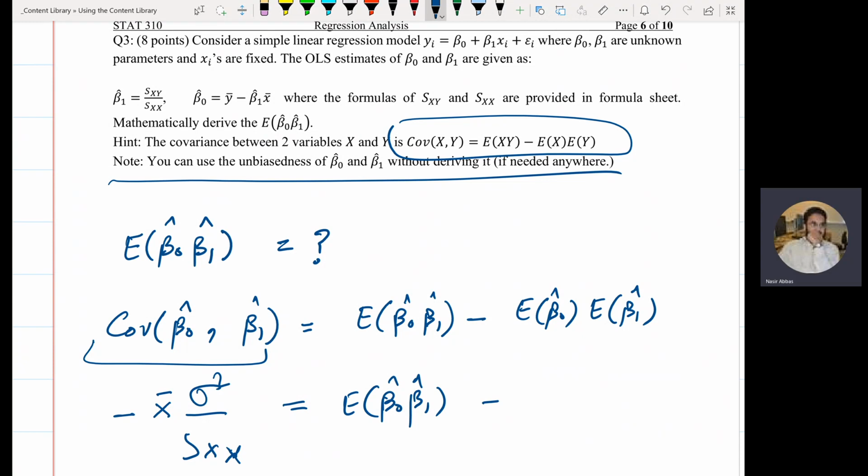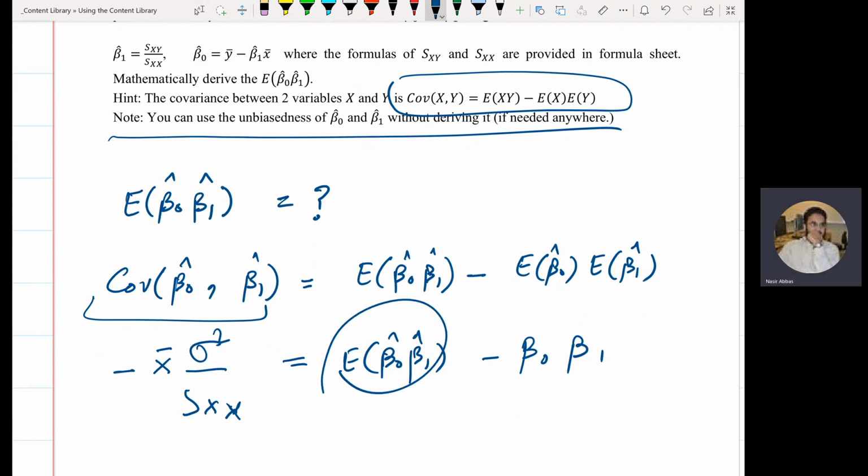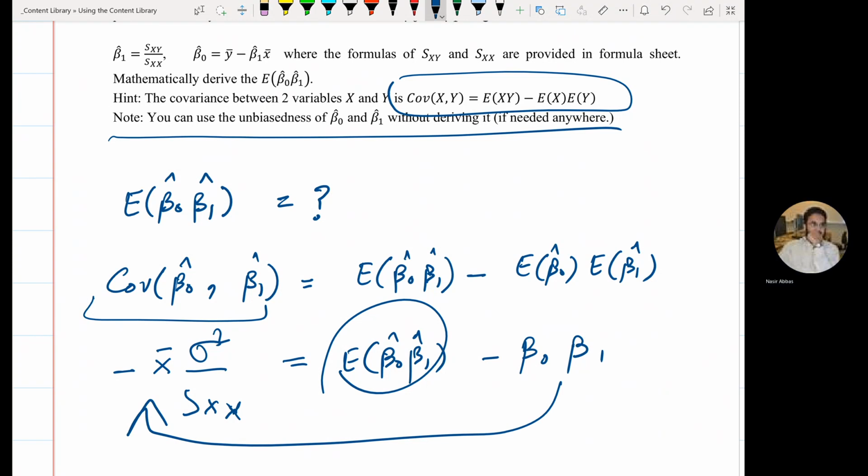What does the note say? You can use the unbiasedness of beta naught hat and beta 1 hat without proving it. What does that mean? You can use expected value of beta naught hat to be beta naught, and expected value of beta 1 hat to be beta 1 without proving. So I'm using that to be beta naught times beta 1, and you're done. Just take this thing to the left side and you're done. But prove this one. The left side, all the work is basically the left side. Yes, to prove that covariance of beta naught hat and beta 1 hat equals this, I will show you where did we prove it.